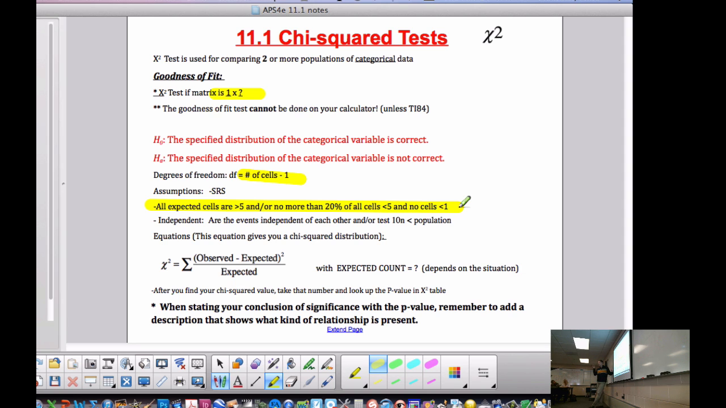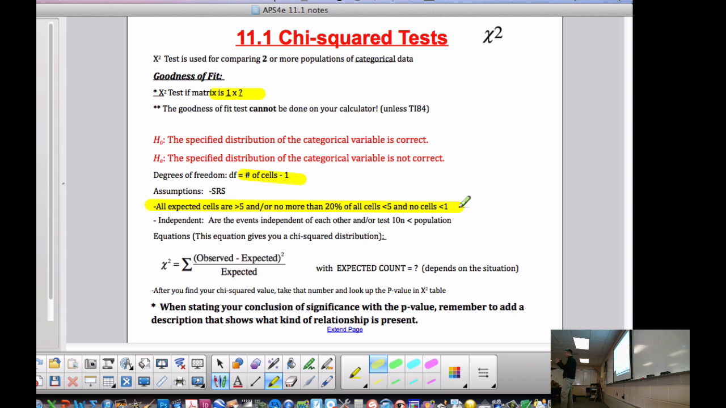Are the events independent? If I'm not quite sure, I might want to do the 10 times n less than the population. So the only thing that's been taken out is the normal part of it, and we're doing the expected cells part, making sure our sample size is big enough in this scenario. Chi-squared is the observed minus the expected, squared, over the expected, with your expected count depending on the situation. I think I have an equation there. You can cross out the equation for goodness of fit. It's not going to work for goodness of fit. Your expected cells depend on the situation, which you'll see coming up. Which equation is that?